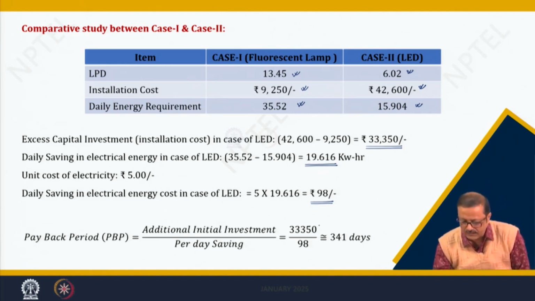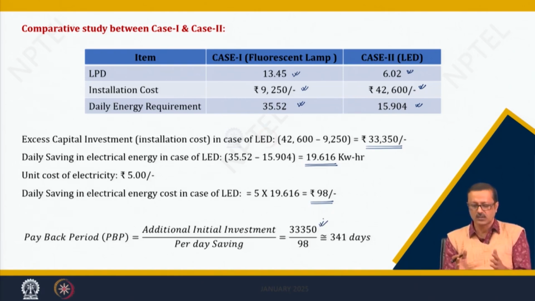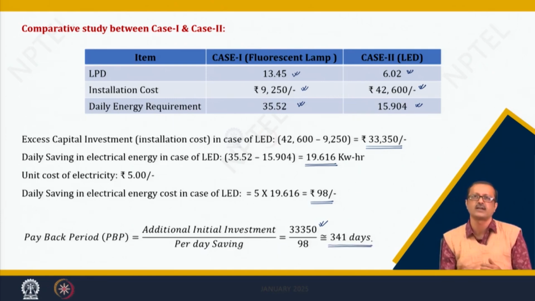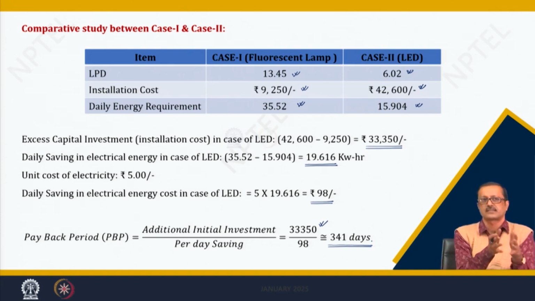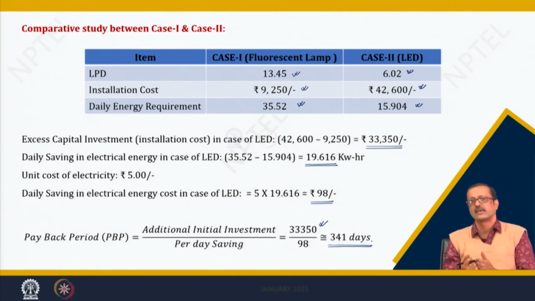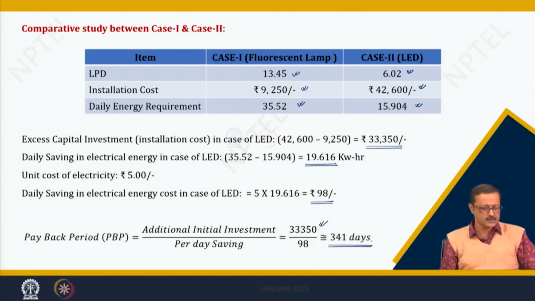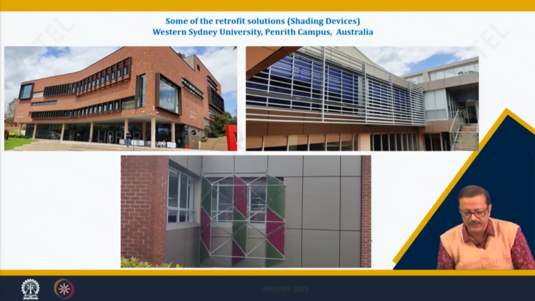So, I can now see the payback period. I am paying 33,350 more initially, but each and every day I am going to get a benefit of 98 rupees. So, almost 1 year, 341 days I require. Of course, if you take some holidays also, it is more than 1 year. So, 341 days is the payback period. Within 341 active operating days, the extra money I get back from the energy savings. This is the way we can do the economic analysis, and these are some of the retrofitted cases.